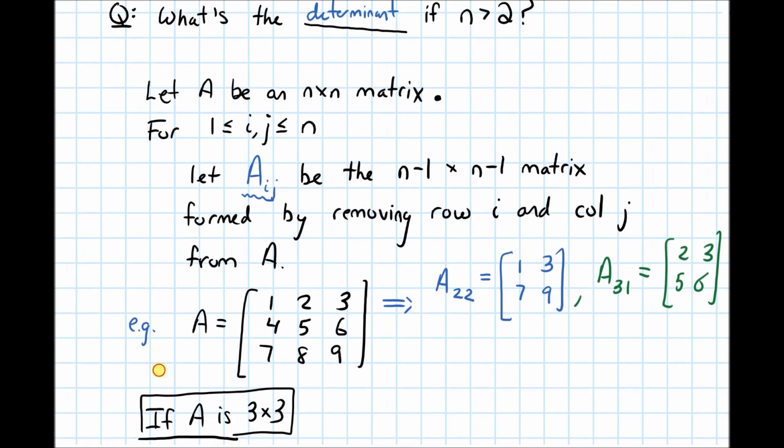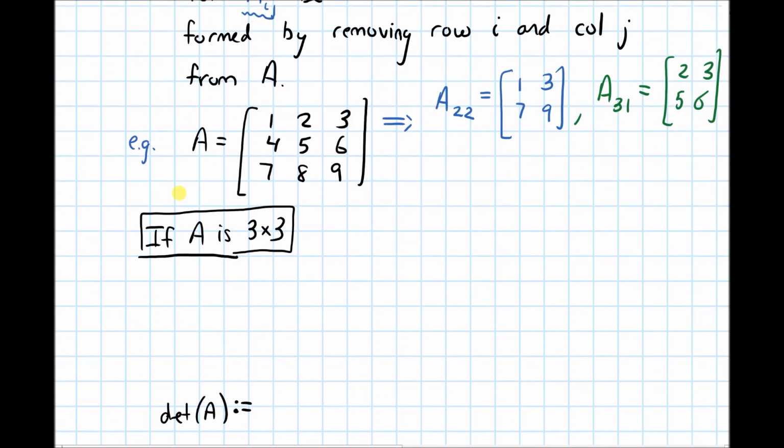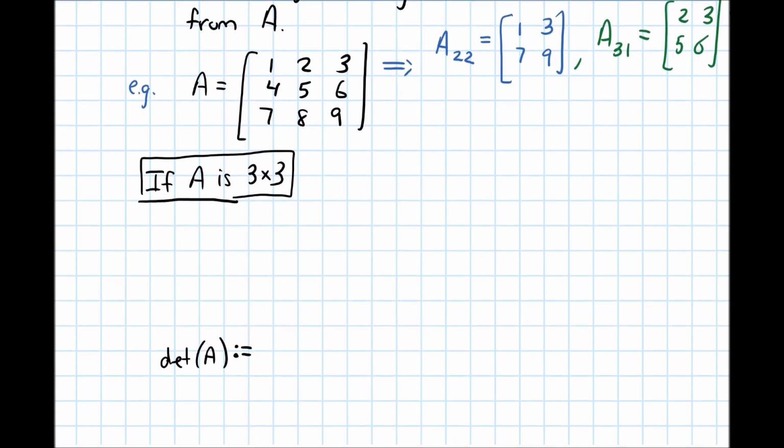Now I want to talk about a formula for the determinant when my matrix is 3 by 3. If A is 3 by 3, let's first write down what my matrix looks like in general. I'll call the very first entry a sub 1,1. Notice that when I use this lowercase a, that's talking about the entry. When I use a capital A, that's talking about a matrix after I remove the corresponding row and column. So a sub 1,1 is this entry.